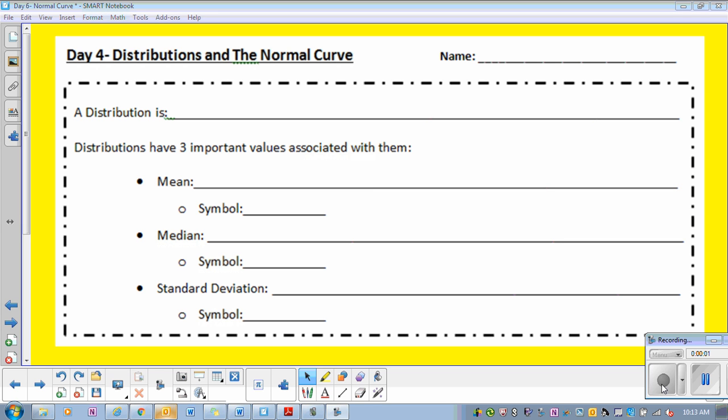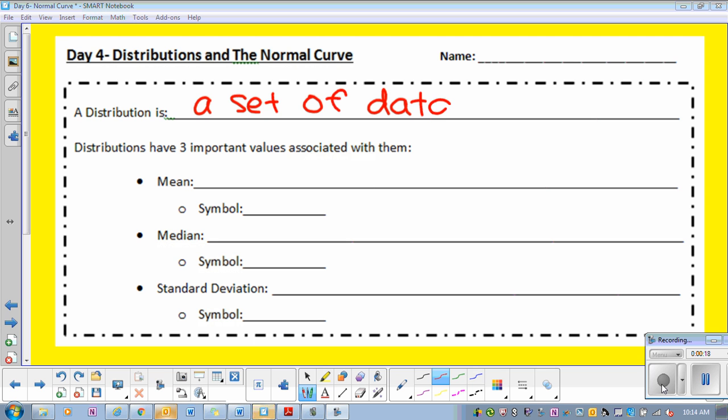We're going to start with the normal distribution and the normal curve. A couple of vocab terms for us. A distribution is basically just a set of data, just a bunch of numbers, data points. That's my distribution.